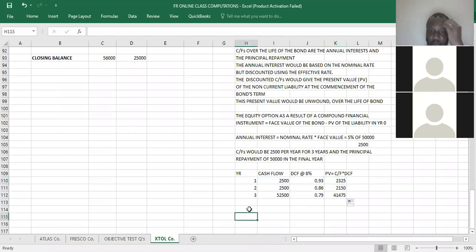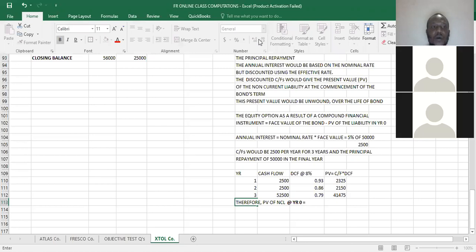So therefore, I can say that the present value of the non-current liability, or we'll just call it liability, at year 0, will be equal to the summation of all those cash flows. So the summation of the present values rather. So that will be our summation of present value.